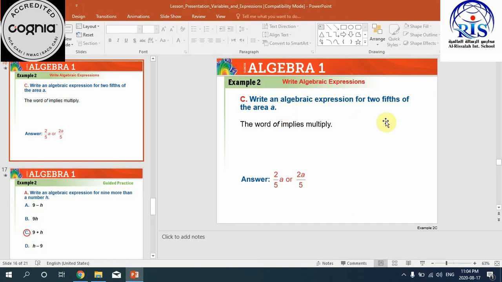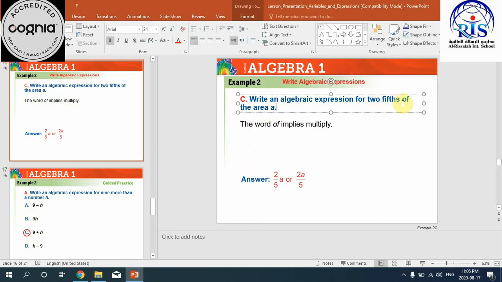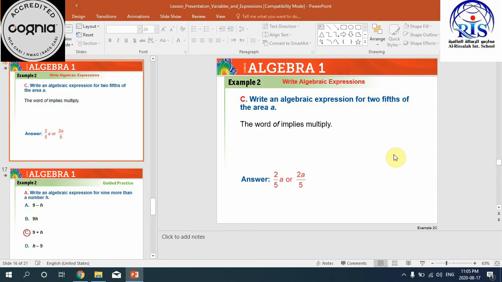Same. Write an algebraic expression for 2/5 of the area A. 2/5, this means you have a fraction. This fraction is 2 out of 5. Of, we take this off, means what? Multiply. Therefore, I say 2 over 5 times A. 2 over 5a. This means 2 over 5 times a, or 2a over 5, because here I multiply the numerator by a. 2a over 5 or 2 over 5a are the same.